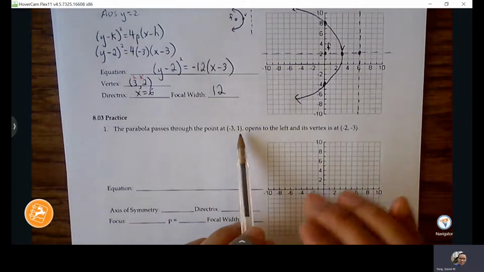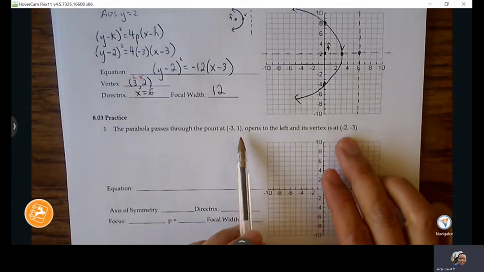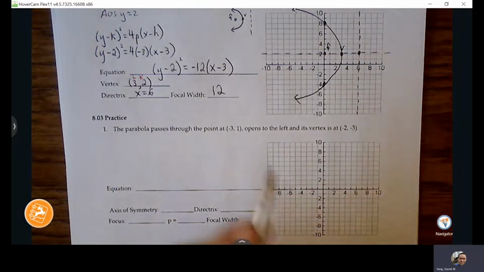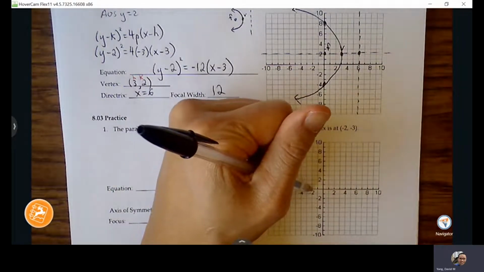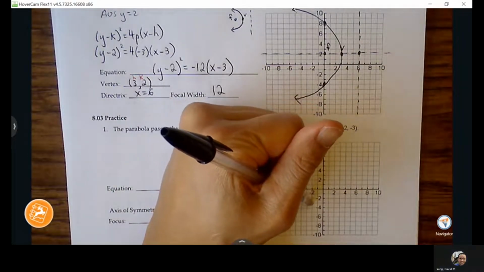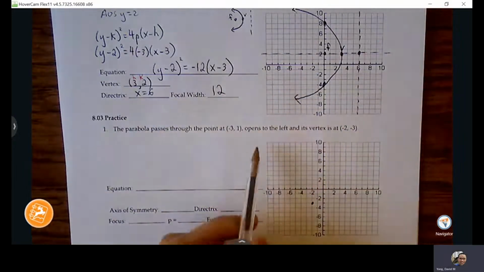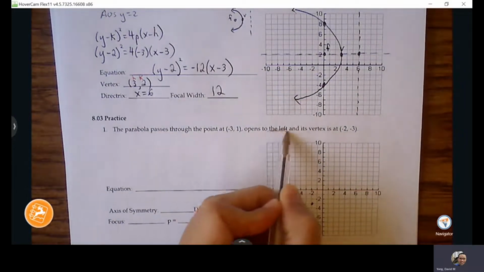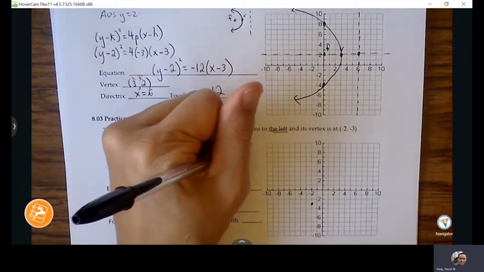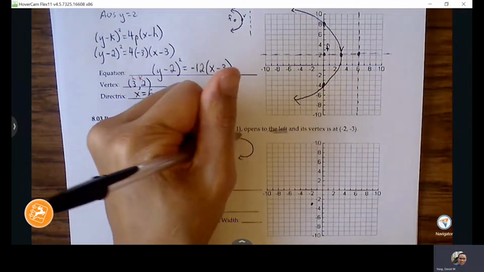Okay, so it passes through the point (-3, 1), and the vertex is (-2, -3). It tells us which way it opens. It's opening to the left. So you know your graph is going to look like this.